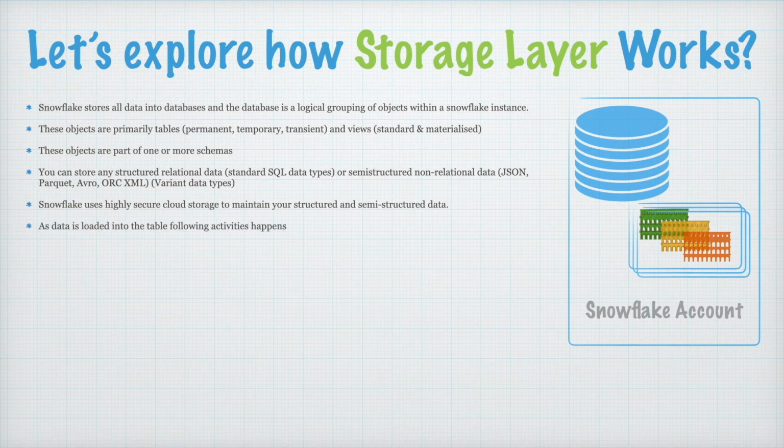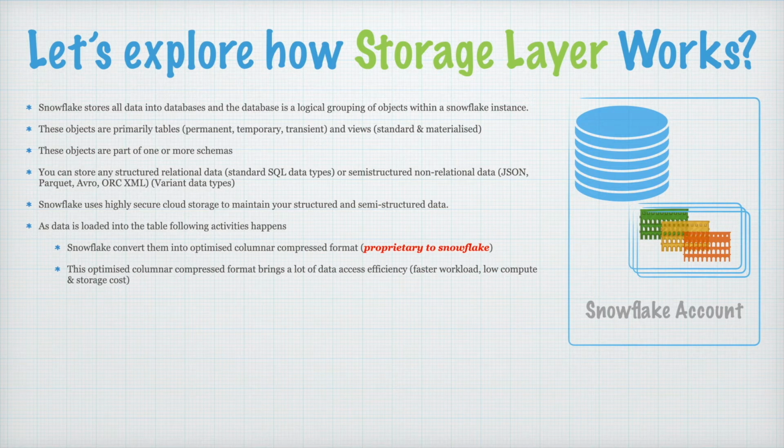As data is loaded into the table, the following activities happen. So pay attention to this flow. Snowflake converts it into an optimized columnar compressed format that is proprietary to Snowflake. This optimized columnar compressed format brings a lot of data access efficiencies, so faster workload, low compute, and storage cost. And it is encrypted with AES 256 strong encryption.